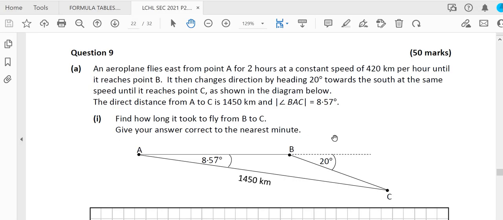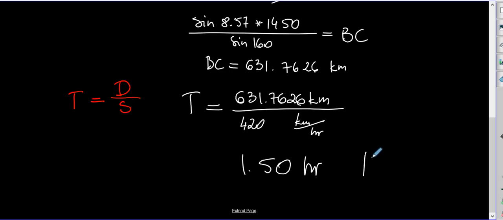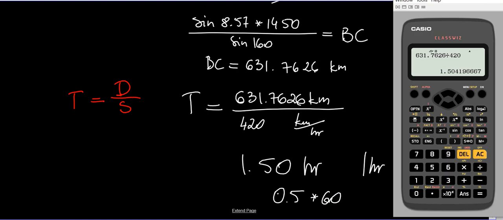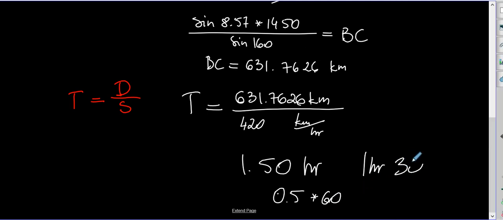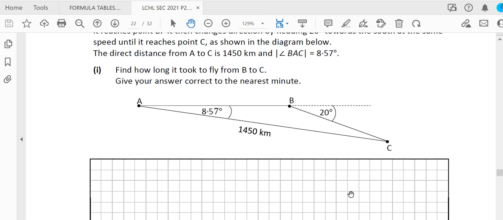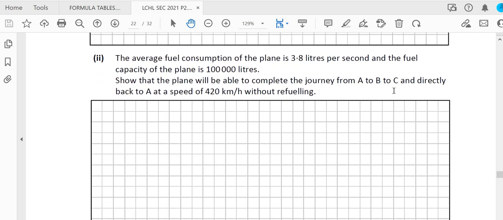Give your answer correct to the nearest minute. So 1 hour, and let's check how much is 0.5 of 60. 0.5 of 60 is 30, so 1 hour and 30 minutes. Why? Because we know that minutes are not in hundreds, they are in 60s, so that's why we have to multiply the decimal by 60. Okay, so that's part 1 done.